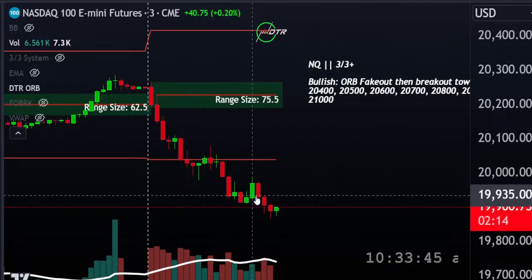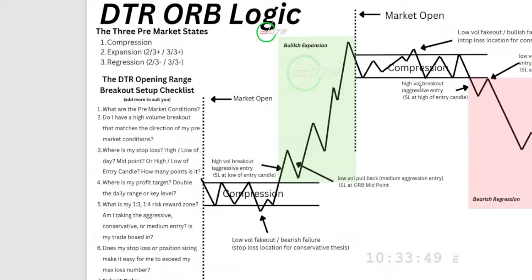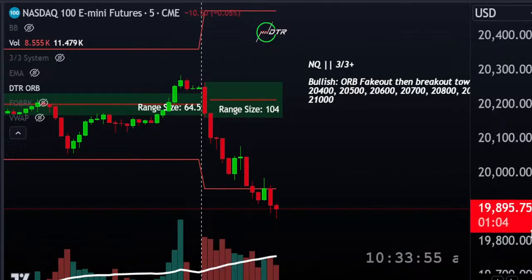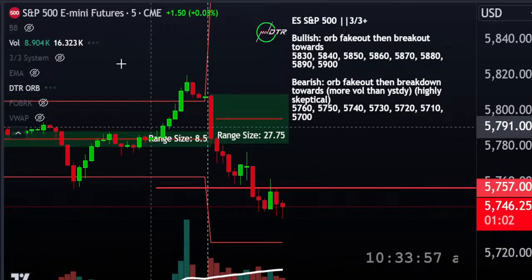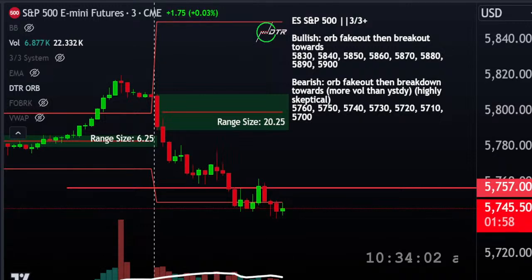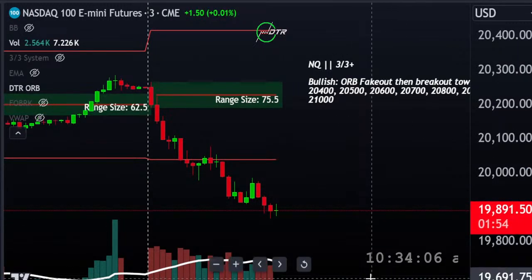I mean, NQ making lower lows on decreasing volume. Starting to get close to this setup trigger here for that low vol fake out. What we'd like to see then, right, is a high volume confirmation, or a high volume reversal. And then preferably back up above that 19.9.